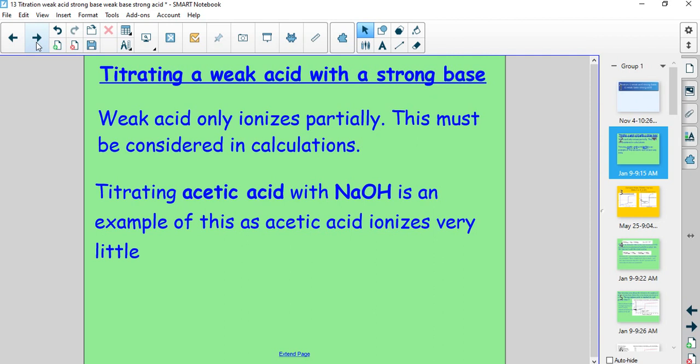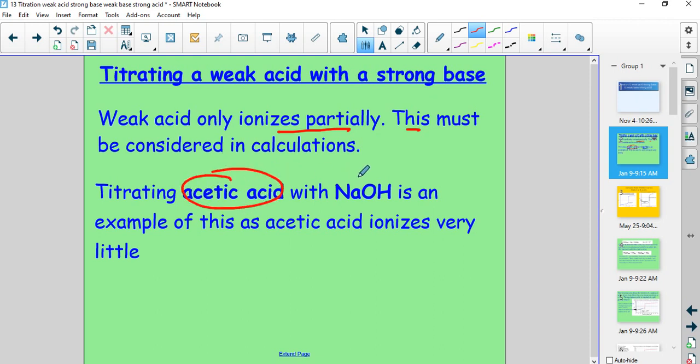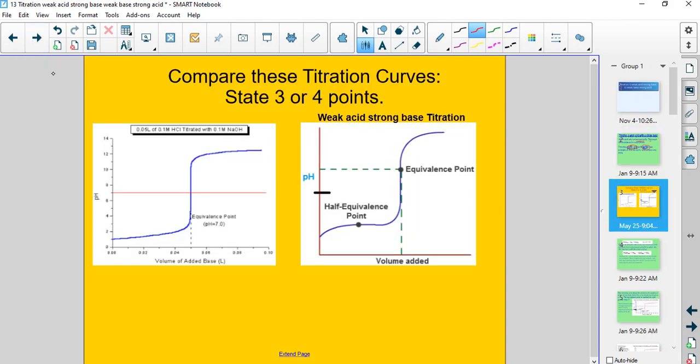So we are titrating here a weak acid with a strong base. Now we'll talk about the opposite, but for now we'll talk about a weak acid with a strong base. We know that weak acids only ionize partially, so they will have a certain Ka value. Now this must be considered in calculations. What we're going to be working with in our example today is acetic acid as our weak acid, and sodium hydroxide as our strong base.